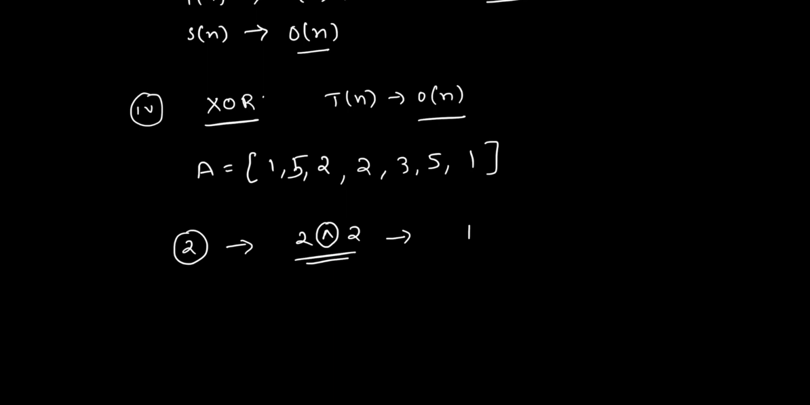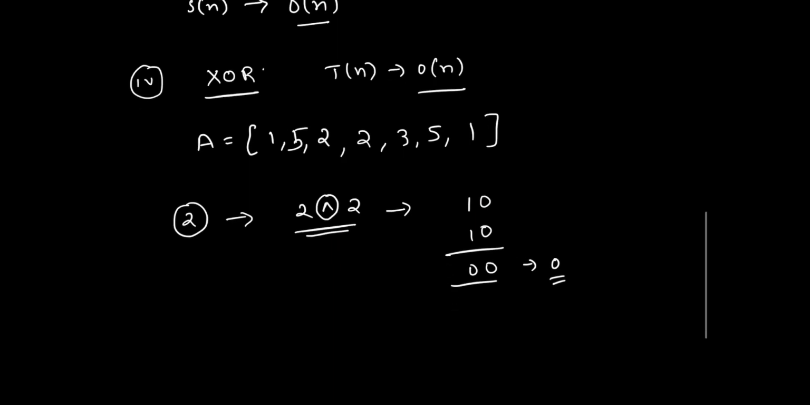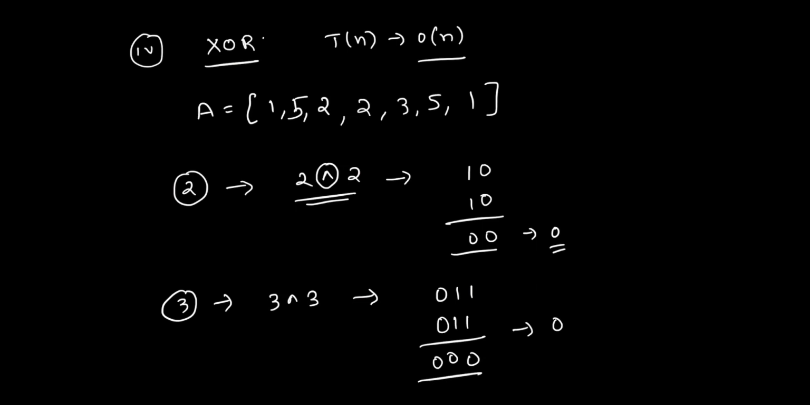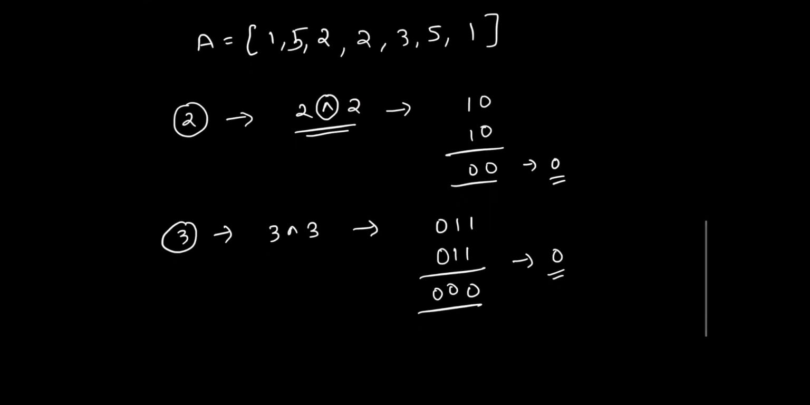The binary representation of 2 is 10 and 10. If we XOR it, 0 XOR 0 is 0, and 1 XOR 1 is 0. It will give me 0, correct? We can try it with some other integer as well. Let's say 3. What will 3 XOR 3 give me? 3 is 011 and 011. 1 XOR 1 is 0, 1 XOR 1 is 0, 0 XOR 0 is 0, correct? Likewise you can try for any integer.